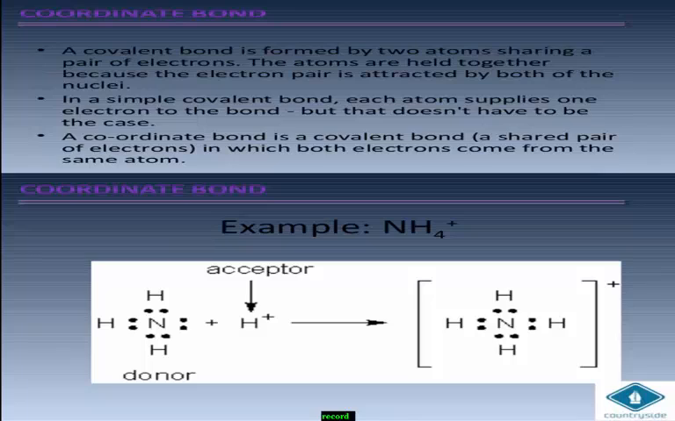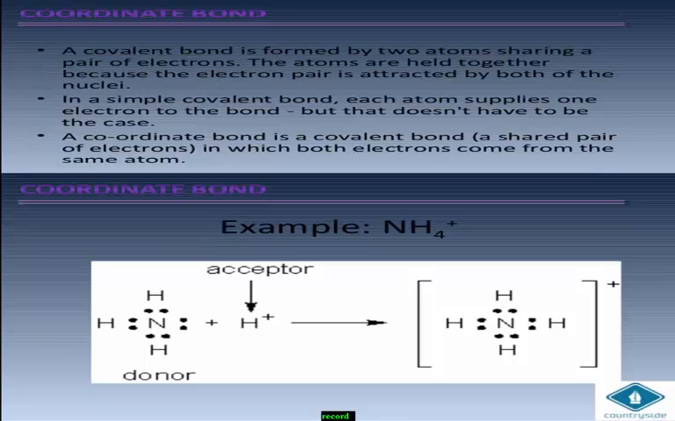Observe carefully this point. Dative bond is also a covalent bond where the shared pair of electrons is donated by one of the bonded atoms, and is known as coordinate bond. Students, see here, in a simple covalent bond, each atom supplies one electron to the bond, but that does not have to be the case. A coordinate bond is a covalent bond in which both electrons come from the same atom.